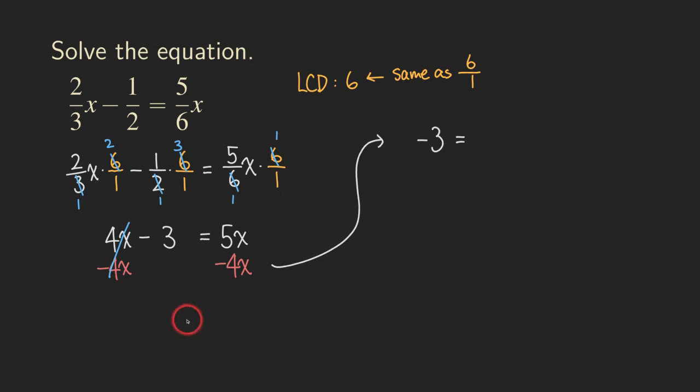And then what about the right hand side? The right hand side is simple. It's 5x minus 4x, so that's just an x. 5 minus 4 is 1x, which is just an x. And then usually we are so used to seeing x on the left side, so we can actually switch the places of this. So that's the same thing as x equals negative 3. So that's our final answer.